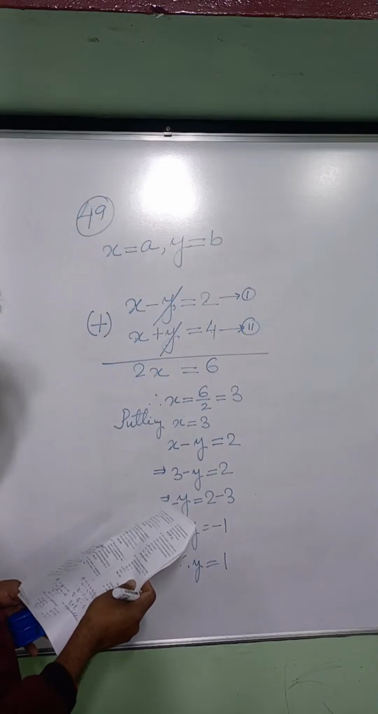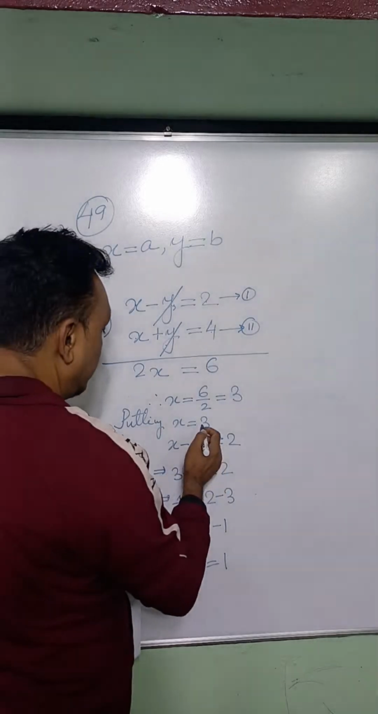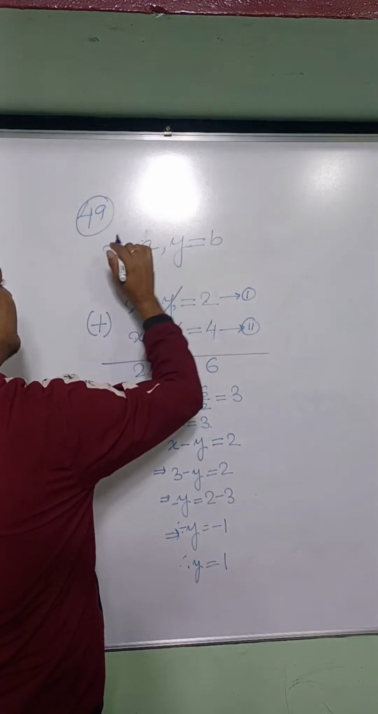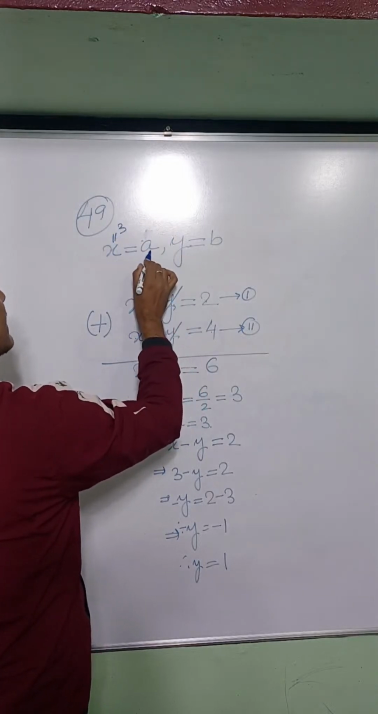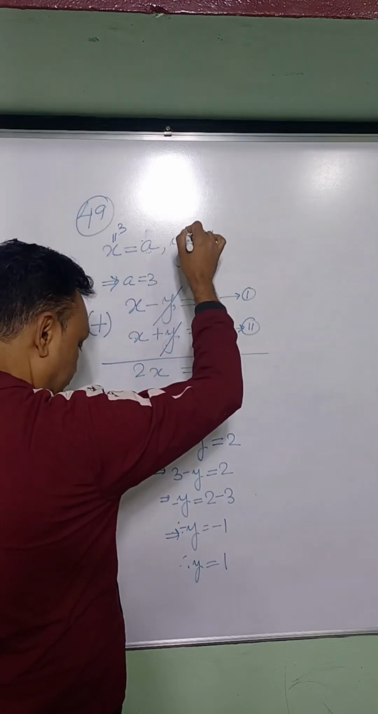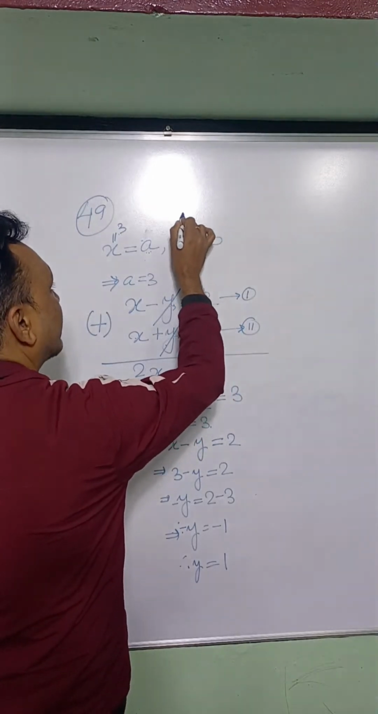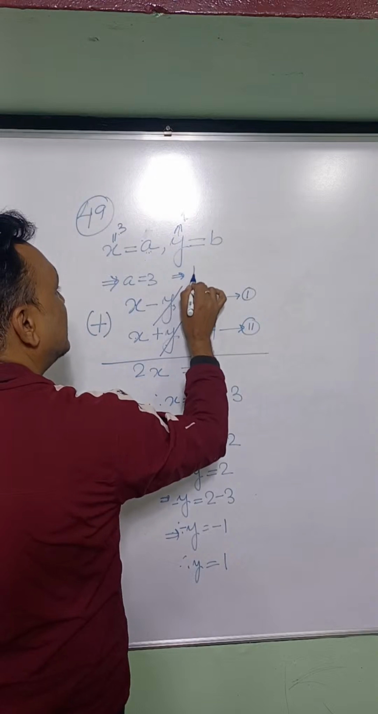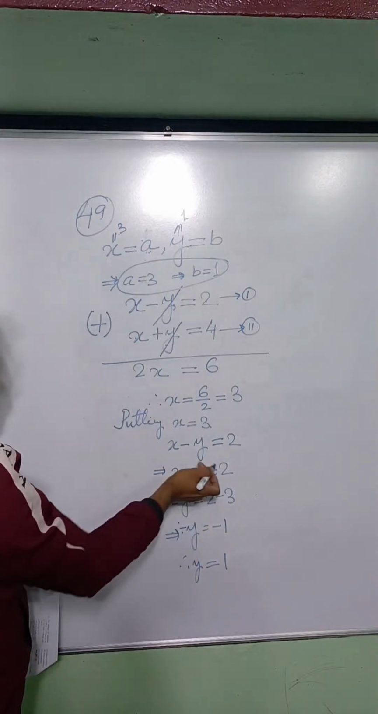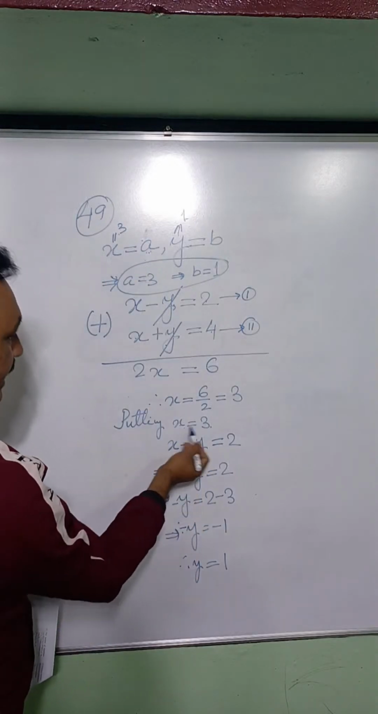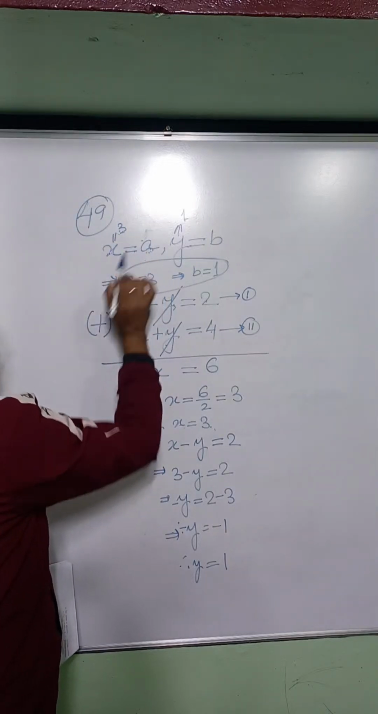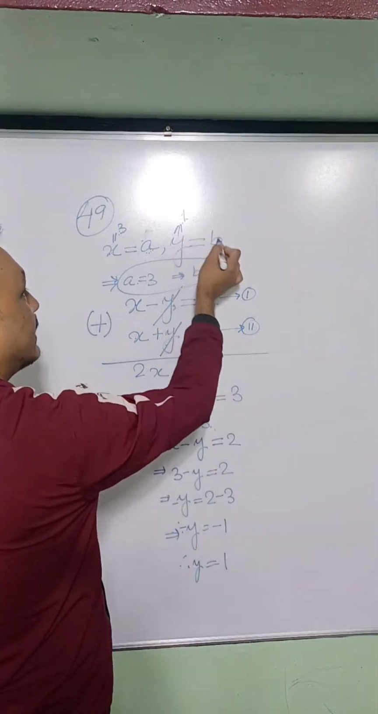So x is equal to 3, that means a is equal to 3, because x is equal to a. And y we got 1, this implies b is equal to 1. Because we got the value of x as 3, where we have written x, a is also 3. If y is 1, that means b is equal to 1.